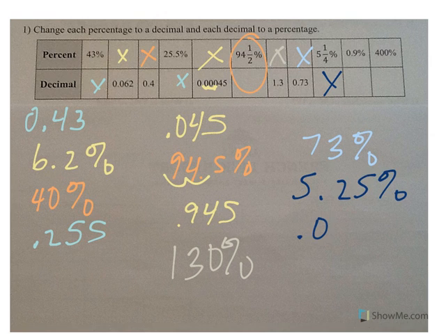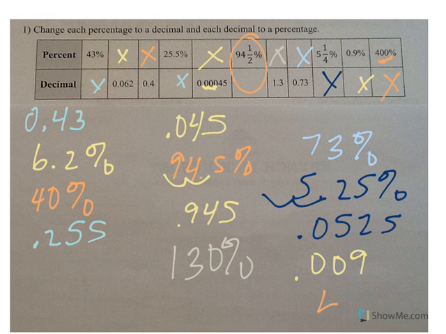That's 5.25% because 1/4 is 0.25. So as a decimal, that's 0.0525 because I had to move 2 places to the left. 0.9%, move it 2 places to the left, 0.009 as a decimal. And finally, 400%, if we move that decimal 2 places to the left, we get a decimal approximation of 4.